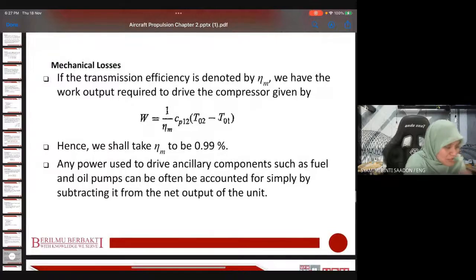This one, mechanical loss. If the transmission efficiency is denoted as eta M, the mechanical loss efficiency, we have the work output required to drive the compressor given by this expression. So we can write the expression to take this mechanical loss into account. But normally this mechanical loss is very small, around 1% as just now, so the efficiency will be 0.99, or 99%.